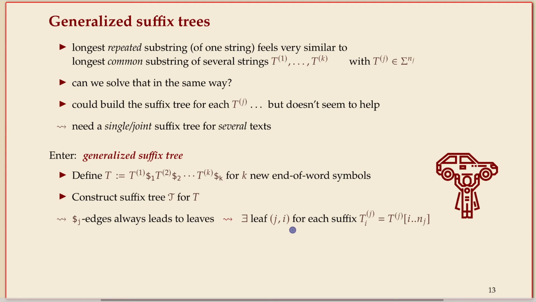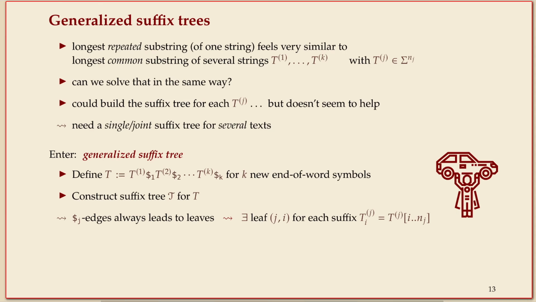And so we will have, for every text j and every position I in the text j, one suffix. That's the suffix starting at position I of text j, denoted like this. And we will have a leaf for each of these pairs, right? For each text and each position, we will have one leaf.